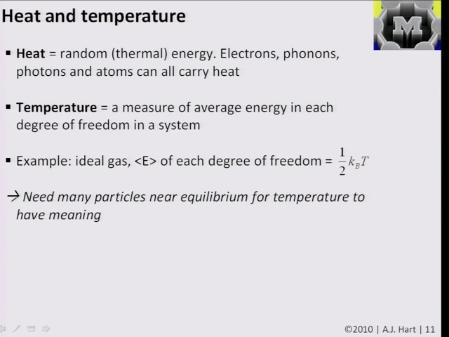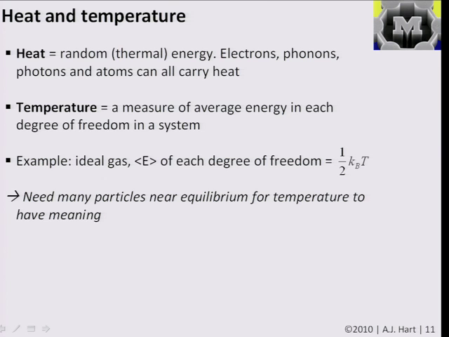So let's start off with the basics, heat and temperature and what those mean. Roughly speaking, heat is what we'd call random or thermal energy, so energy without any particular coherence. It doesn't really make sense to talk about the heat of a ball rolling down a hill. You need a lot of particles or vibrations moving randomly before you can start to think about it as heat. And strictly speaking, the idea of heat and temperature really only applies to a lot of particles.